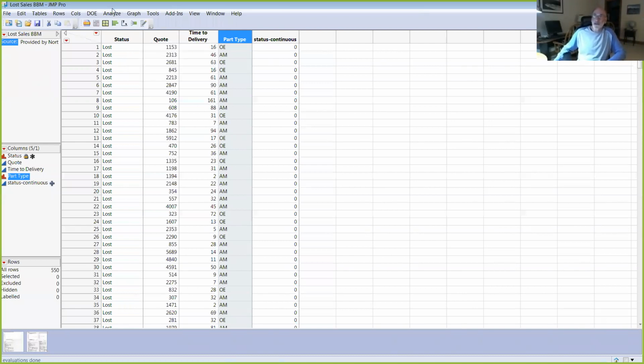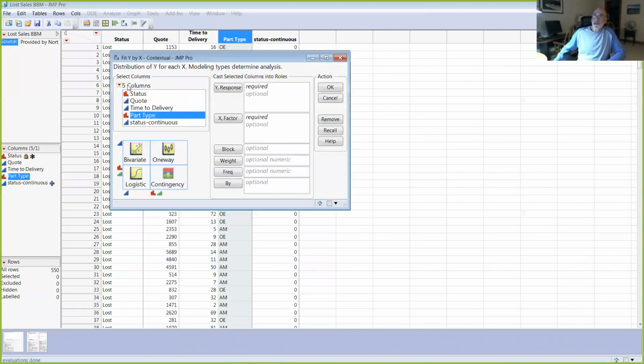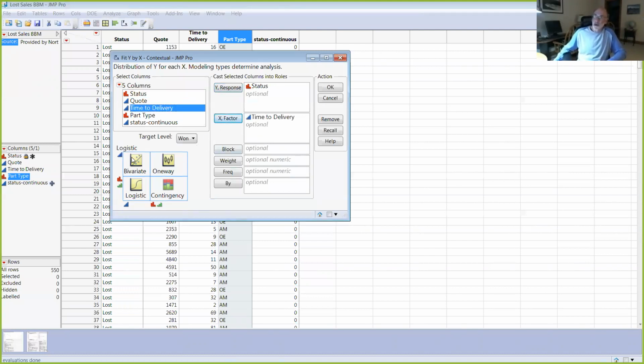The correct way to do this analysis would be to recognize that the y variable is in fact nominal. Let's do the original analysis here, time to delivery. You notice that the y variable is nominal and the x variable is continuous, so we are in this left-hand box, logistic regression.